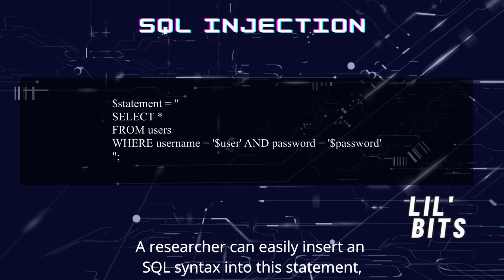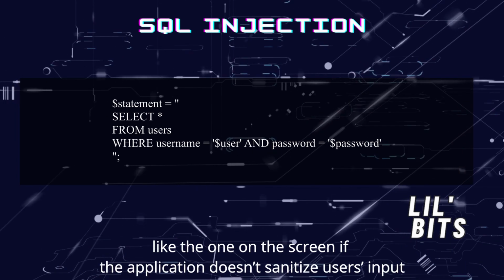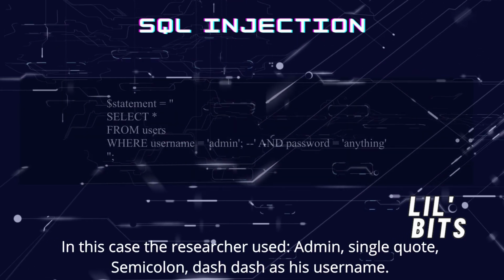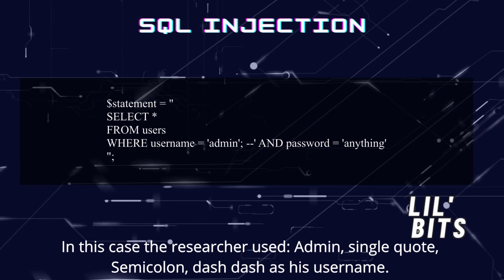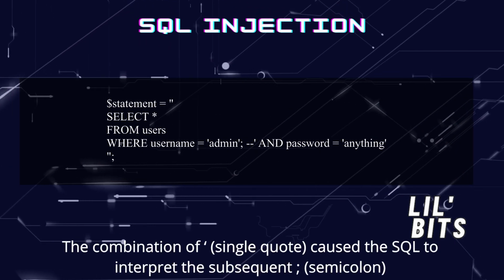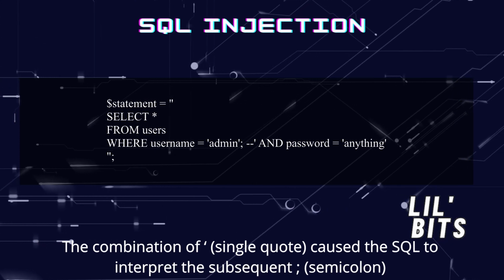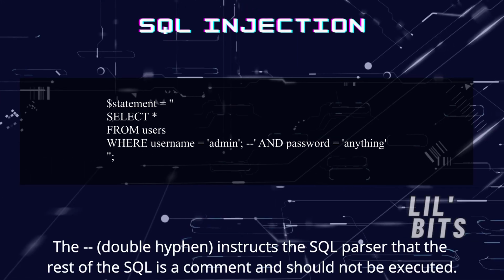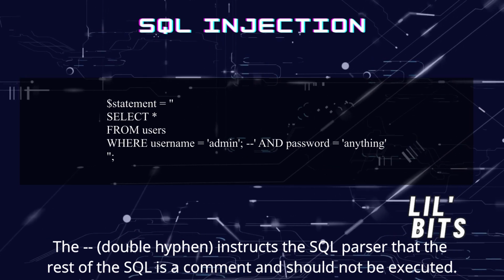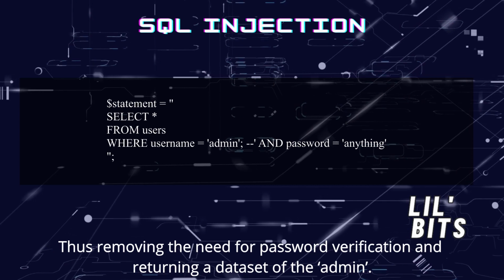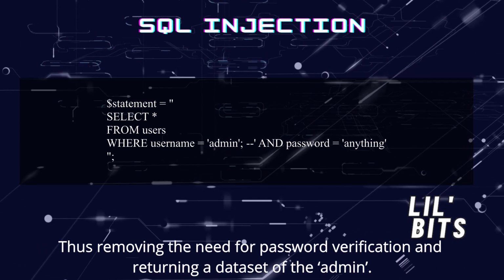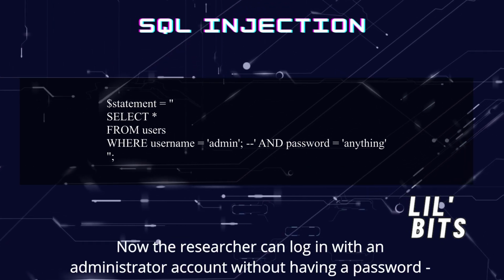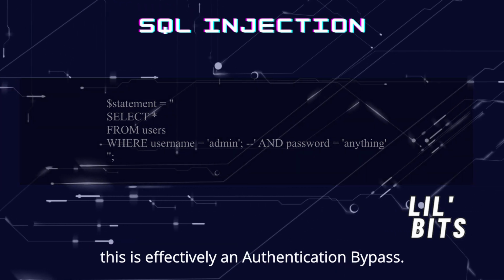A researcher can easily insert an SQL syntax into this statement, like the one on the screen, if the application doesn't sanitize users' input. In this case, the researcher used admin single quote semicolon dash dash as his username. The single quote caused the SQL to interrupt the string, and the subsequent semicolon acts as a directive that the statement has ended. The double hyphen instructs the SQL parser that the rest of the SQL is a comment and should not be executed, thus removing the need for password verification and returning a dataset of the admin. Now, the researcher can log in with an administrator account without having a password. This is effectively an authentication bypass.